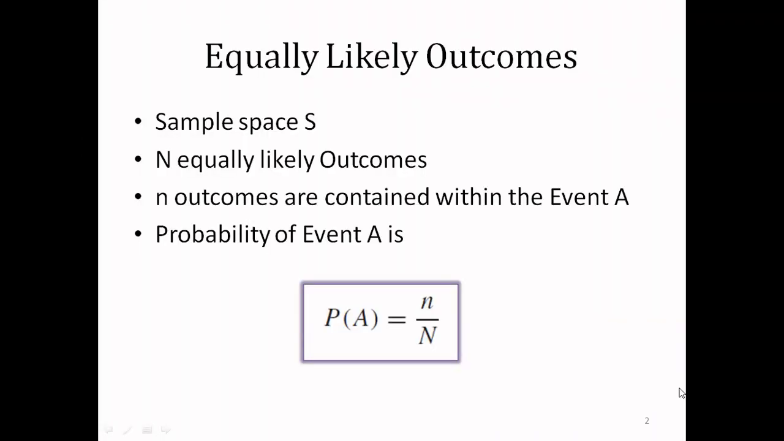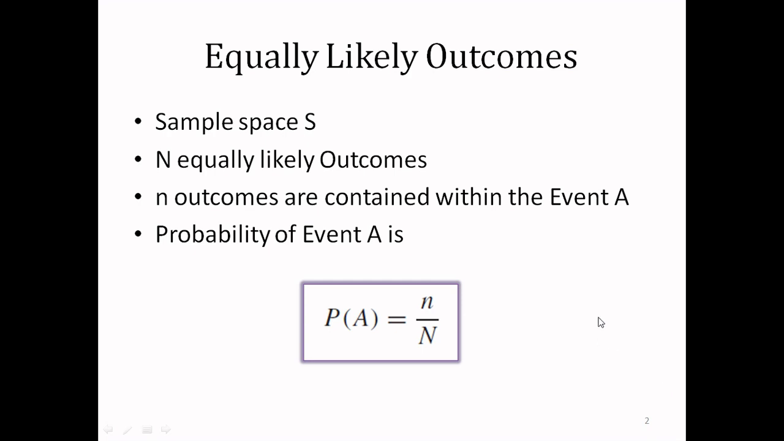Well, there are many experiments in which all the outcomes of the sample space are equally likely to occur. And one such classic example is of tossing a coin. When you are asked to find out the probability of getting a head, then the first thing you need to find out is what are the total number of outcomes in the sample space. Well, there are two outcomes, head and tail.